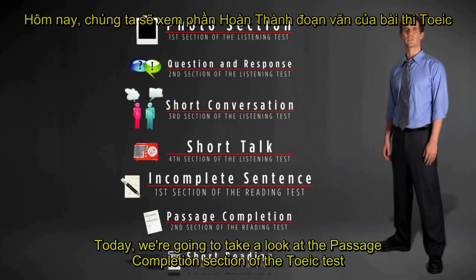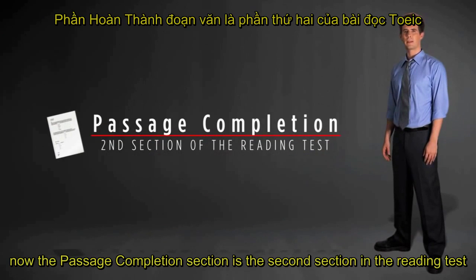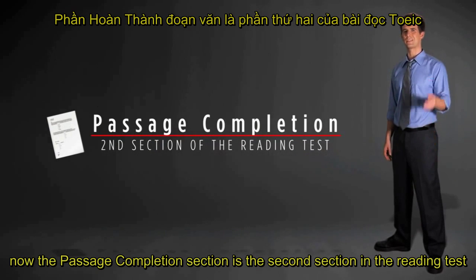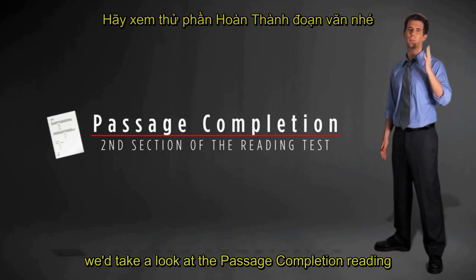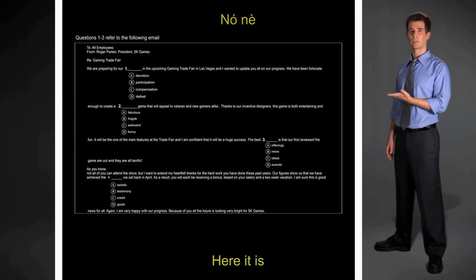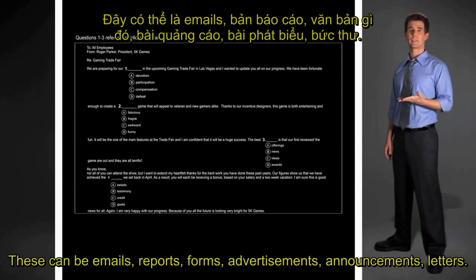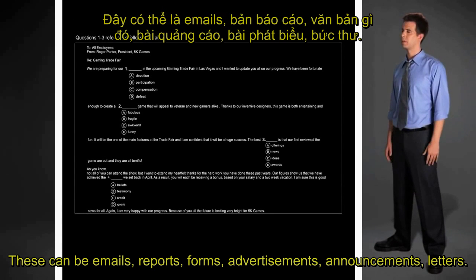Today, we're going to take a look at the passage completion section of the TOEIC test. Now, the passage completion section is the second section in the reading test. Let's take a look at a passage completion reading. Here it is. These can be emails, reports, forms, advertisements, announcements, letters.